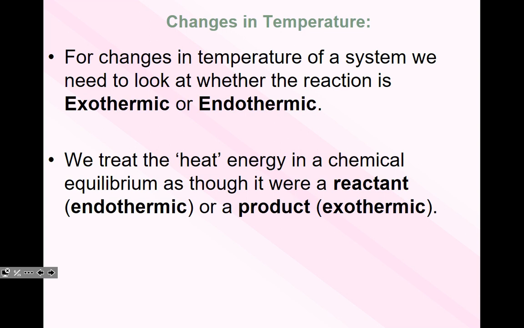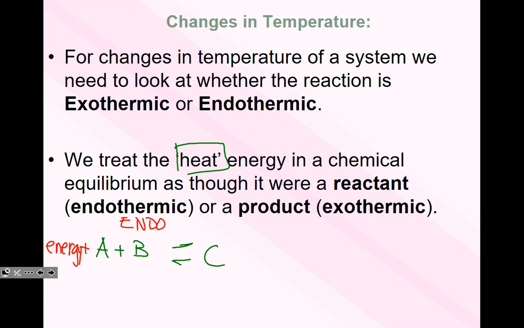Changes in temperature. So for changes in temperature of a system, we need to look at whether the reaction is exothermic or endothermic. We treat the heat energy in a chemical equilibrium as though it were a reactant in an endothermic reaction or a product in an exothermic reaction. What that means, if I have A plus B, if it's an endothermic reaction, remember that the energy is on the reactant side. This is for endo.